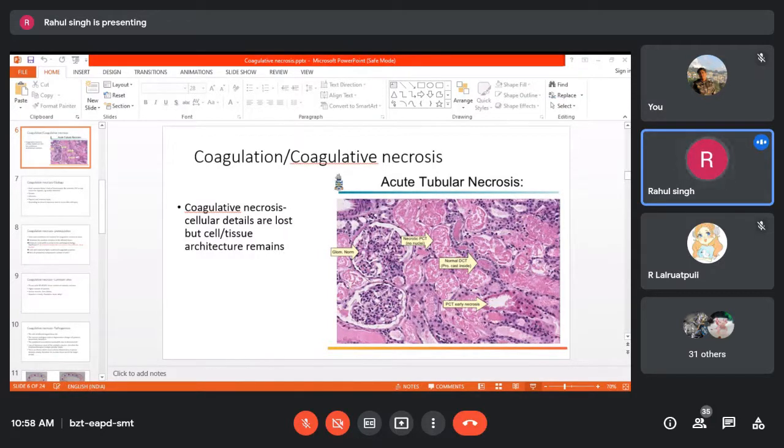You can see here there is a normal tubule with nuclei. You can see the nucleus, although the lumen is a little bit dilated. But this is a necrotic tubule. Only the outline remains. No cellular structure is seen.